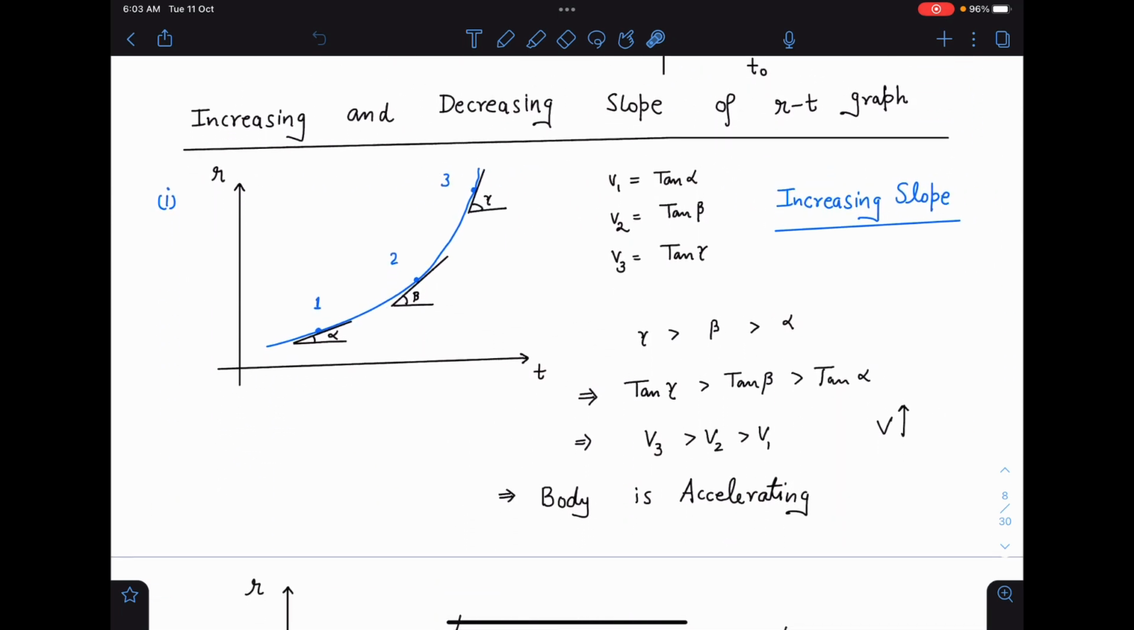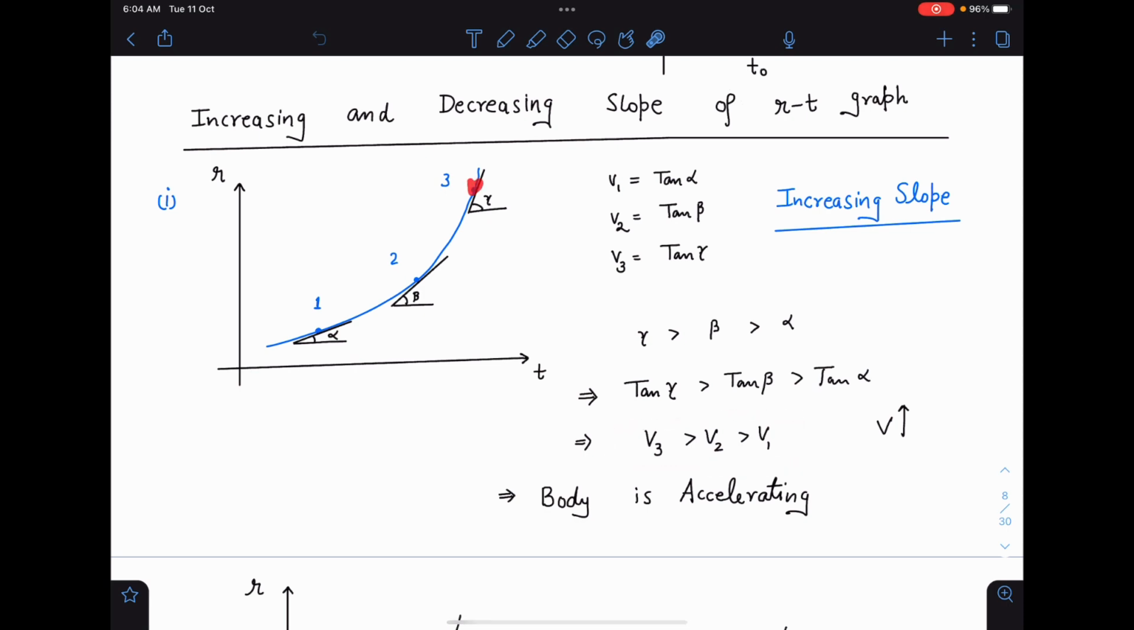Next, we must know how to read the graphs with increasing and decreasing slope. There are certain curves which will bend upwards and certain curves which will bend downwards. If the function is increasing, without calculus I'm trying to tell you, otherwise with calculus this becomes very easy. If a graph is increasing like this, the slope of the tangent will increase. These angles will keep on increasing. So alpha will be the smallest, then angle beta will increase, then gamma will increase. So gamma is greater than beta, greater than alpha, or we can say tan gamma is greater than tan beta, greater than tan alpha, or V3 is greater than V2.